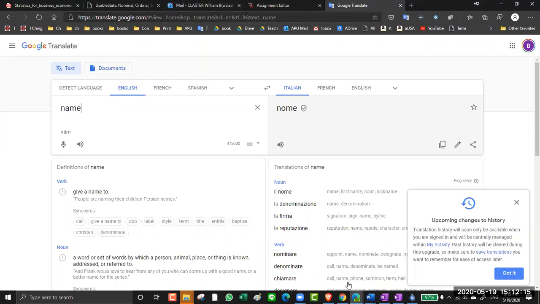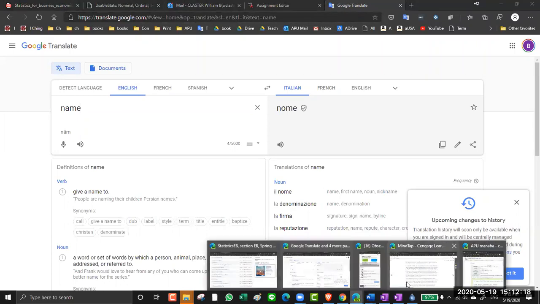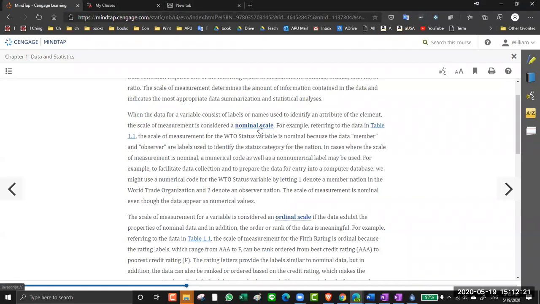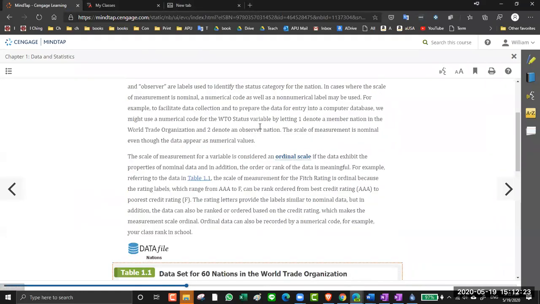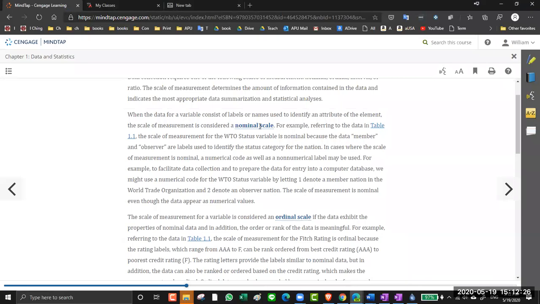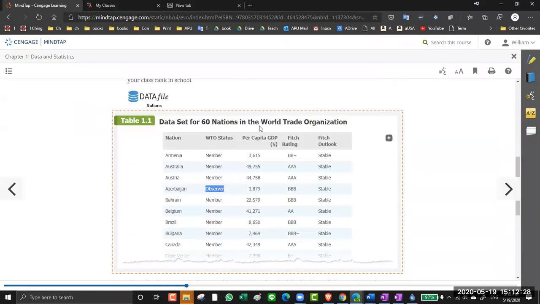In other words, nominal scale is not number. It's like names. The values are not numbers, they're names, just like this. This is a name, this is a name. It's like a word. This is also kind of a name, and positive is a name, and so on. Okay, is this clear? So nominal scale means like these, not number. Everyone get it?